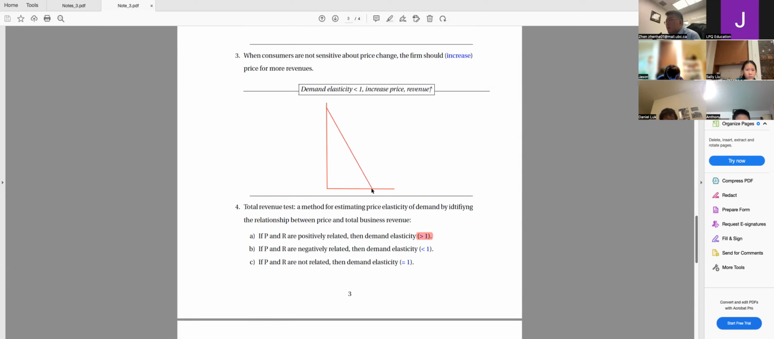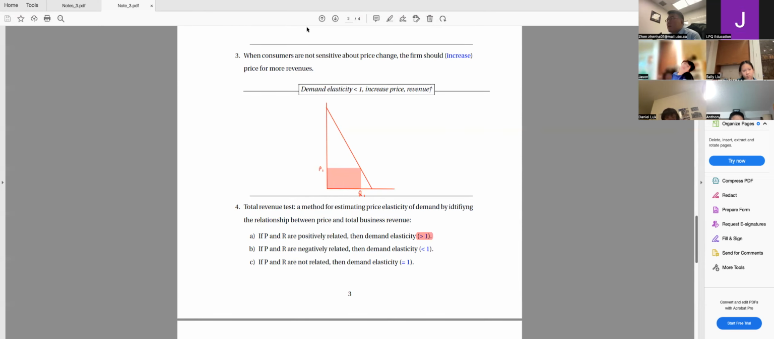very steep demand curve. Like when you set P number 1 here, you can make this much money. So this one is called P1, this is called Q1. So P times Q together, the area of this square, is the total profit, right?